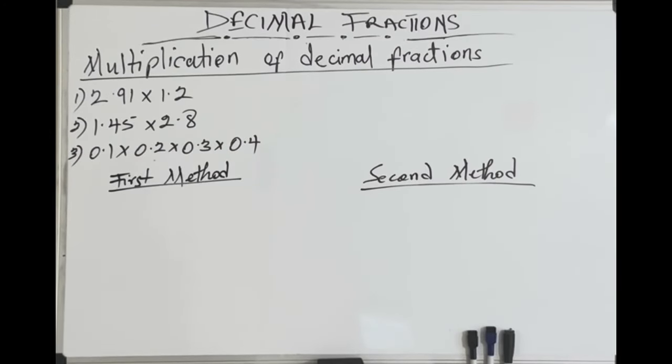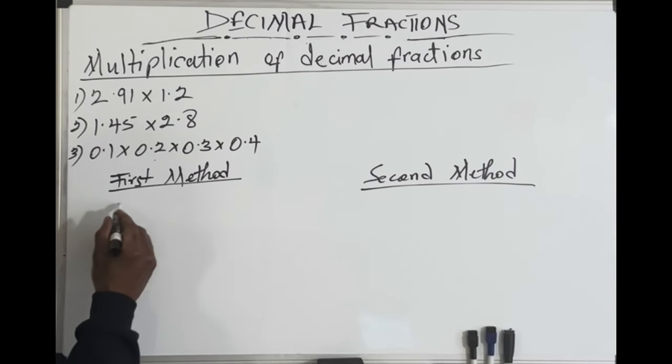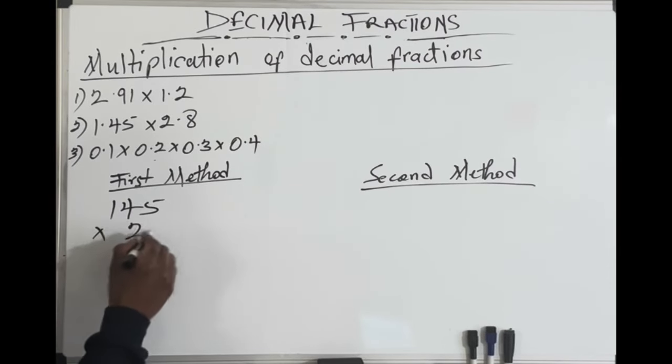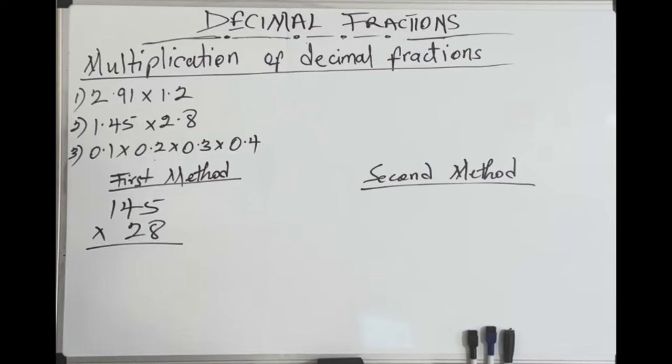We go to the second question. We work the first method and second method. Okay, so the first method, we said when we have a question like 1.45 times 2.8, you just ignore the decimal points and then you work it in a normal way. So 145 times 28.